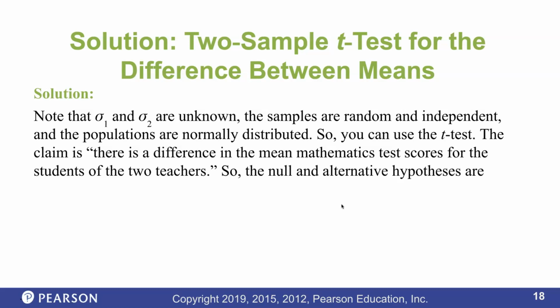So the claim is there is a difference in the mean mathematics test scores for the students of the two teachers. So here are the hypotheses, okay? No one has to assume that they are equal, that they have no difference. So we're going to say mu1 equals mu2. That's the null hypothesis. The alternative hypothesis is going to assume that they're simply different. So what's the symbol for different or not the same? Mu1 does not equal mu2. So the claim here is the alternative, but this is the hypothesis that you and I will have to enter. Okay, you ready? Let's do this together, okay?